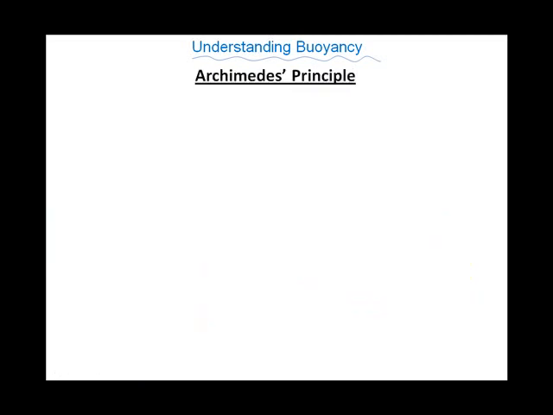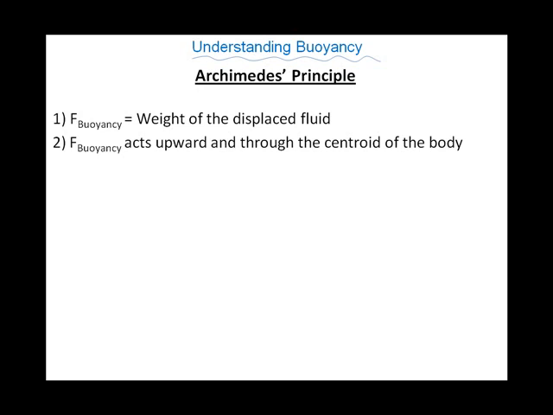So let's talk about Archimedes' principle. Archimedes' principle has three facets, which I've really discussed all of them, but let's list them out. The first of which is that the force of buoyancy equals the weight of the displaced fluid. So the weight of the volume of displaced fluid is equal to the force of buoyancy, and that makes sense. The next is that the force of buoyancy acts upward and through the centroid of the body, as I showed on the previous slide.